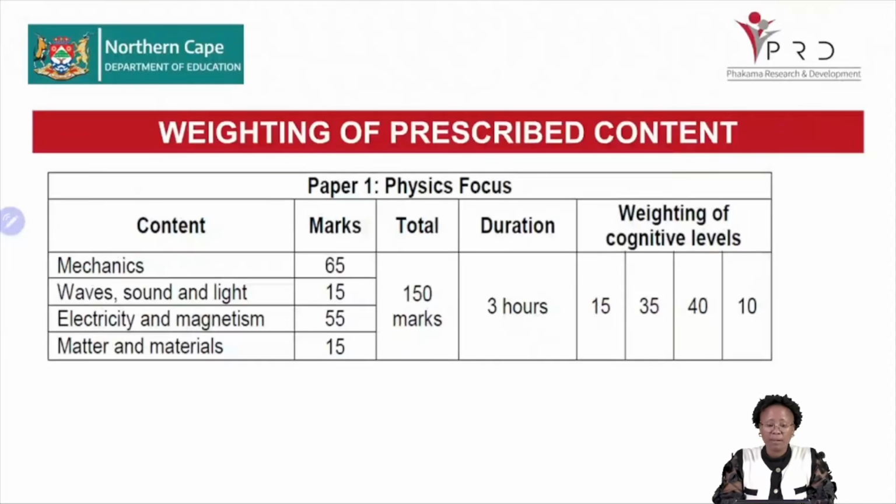Another thing that I want you to remember is the topics, actually the knowledge areas that are going to be assessed in paper 1, and where you are going to have more marks and which topics to focus on more. As you can see here, mechanics has 65 marks, which is the highest so far. We have waves, sound and light, which is 15 marks. We have electricity and magnetism, which is 55 marks. And then we also have matter and materials, which is only 15 marks. You can see that a lot of the marks are in mechanics as well as electricity and magnetism. That is where you need to make sure that you work extra hard.